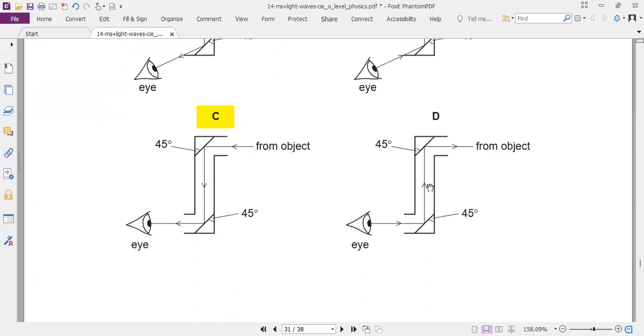So what is wrong in this one? The eye does not send the ray, the eye receives the ray. Okay, so if the eye receives the ray, it means D is wrong. In this one, the eye is receiving the ray and the angle of incidence and reflection are both equal, and that is why this is the correct diagram.